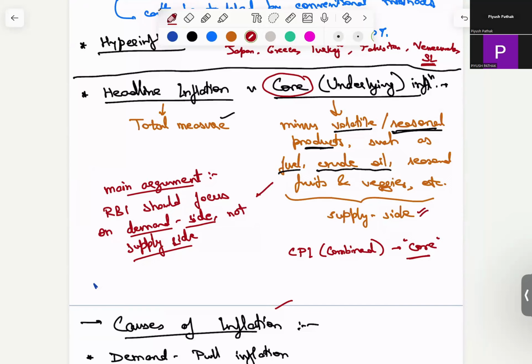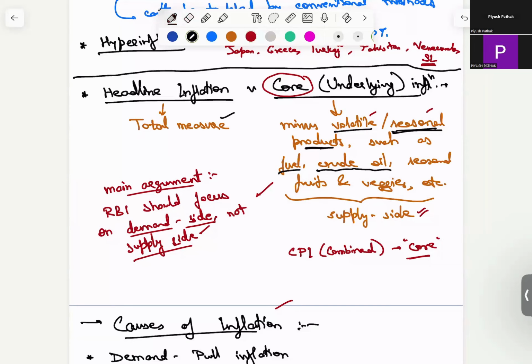If there is a supply shock, and if it is only for specific things like volatile or seasonal products, then that can be dealt with in a different way. For example, the government can put up a notice saying that you cannot stockpile onions, you cannot do black marketing or hoarding of onions. So there are other ways to do so. But if RBI starts focusing on the supply side, they would be opening up a Pandora's box. They would be tackling too many issues at the same time, which is not practical.